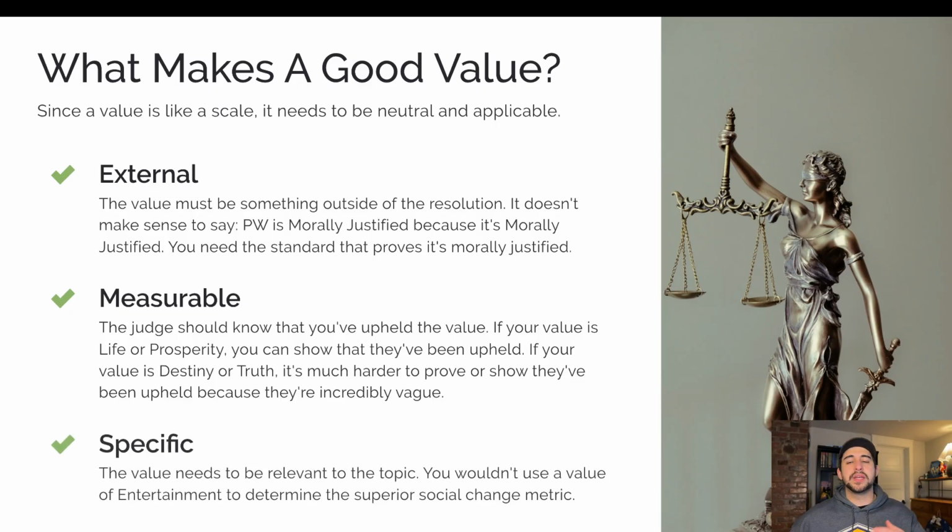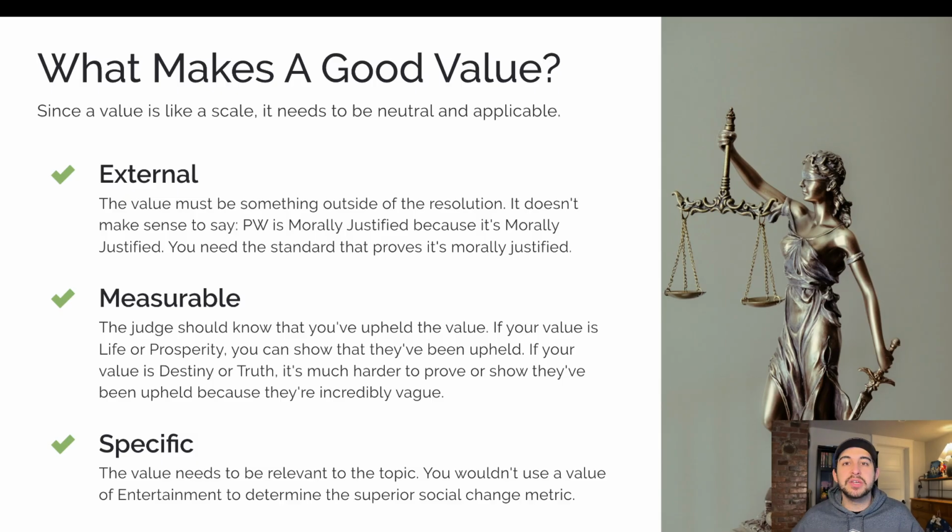The third quality of a good value is that it is specific, meaning it's actually relevant to the topic today. For example, if we take our resolution, which talks about the metrics of social change, right? Incrementalism or radicalism, we wouldn't use a value of entertainment because entertainment doesn't really make sense given the context of the situation we're talking about here. Instead, we might use a value like human dignity or human life. Basically, values have to actually be relevant to the context of the conversation and the debate that we're having.